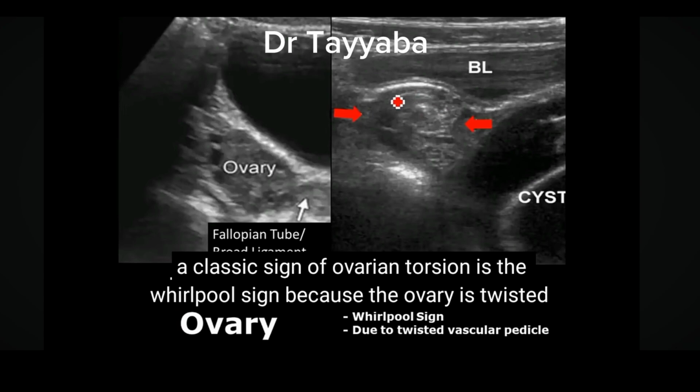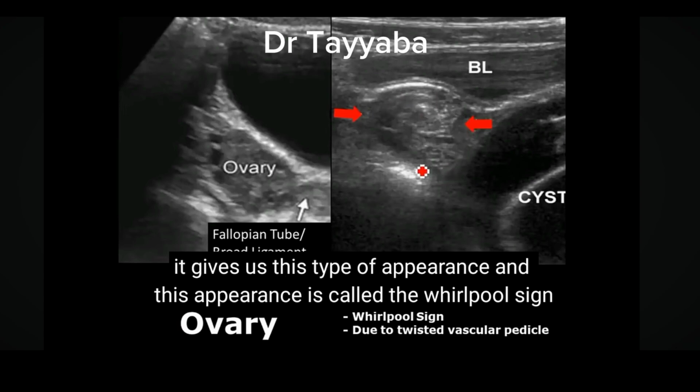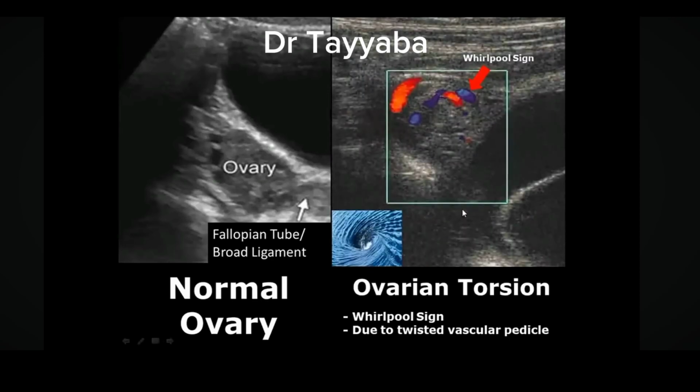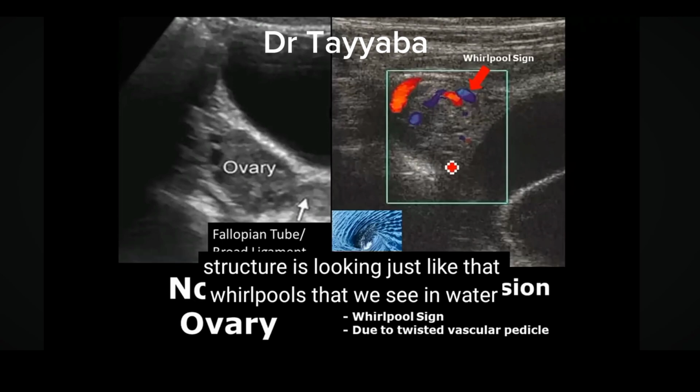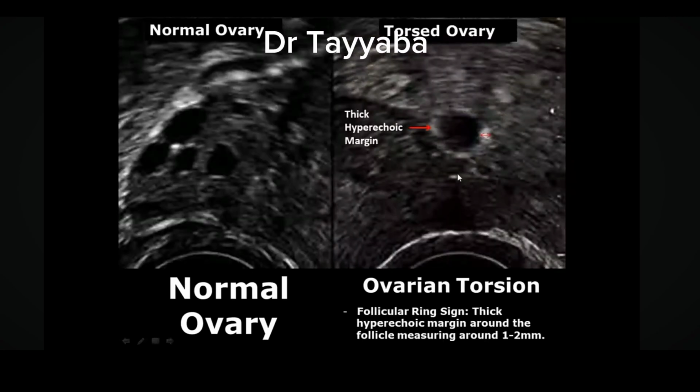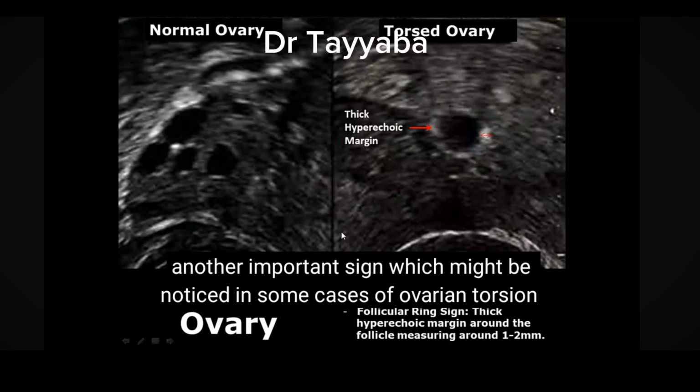A classic sign of ovarian torsion is the whirlpool sign. Because the ovary is twisted, it gives us this type of appearance, and this appearance is called the whirlpool sign. Using Doppler makes the whirlpool sign more prominent. As you can see, the shape of the ovary is looking just like the whirlpools that we see in water.